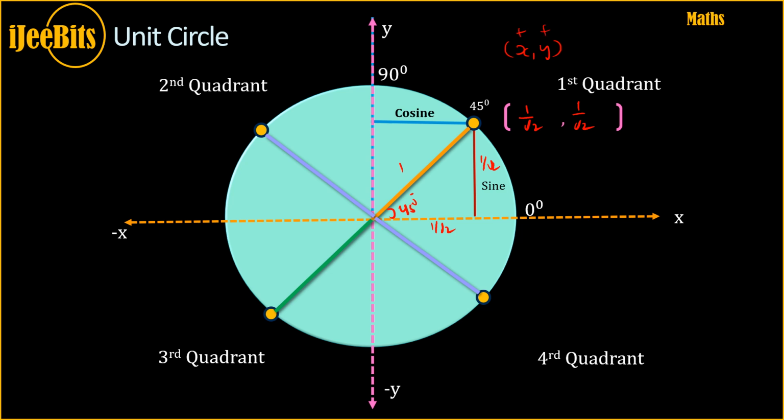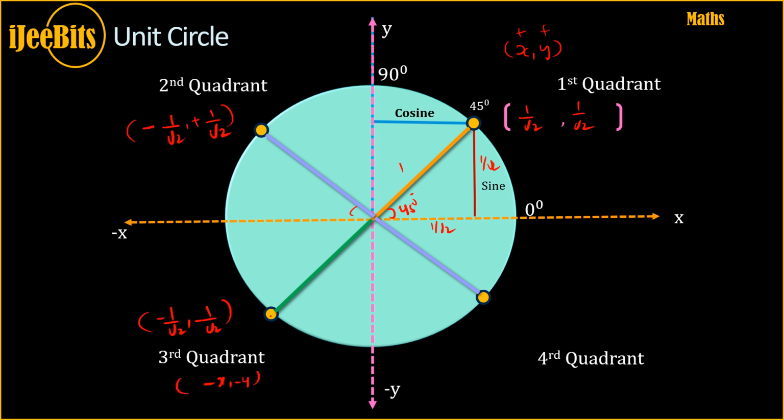Similarly here, what happens? This is again a 45 degrees angle, but in the opposite direction. Hence your points would be 1 by root 2 and 1 by root 2, but the sign of x is negative and y positive. This is how you can say. In the third quadrant, minus x, so minus 1 by root 2, and minus 1 by root 2 for y also, because minus x, minus y. This is what it is.